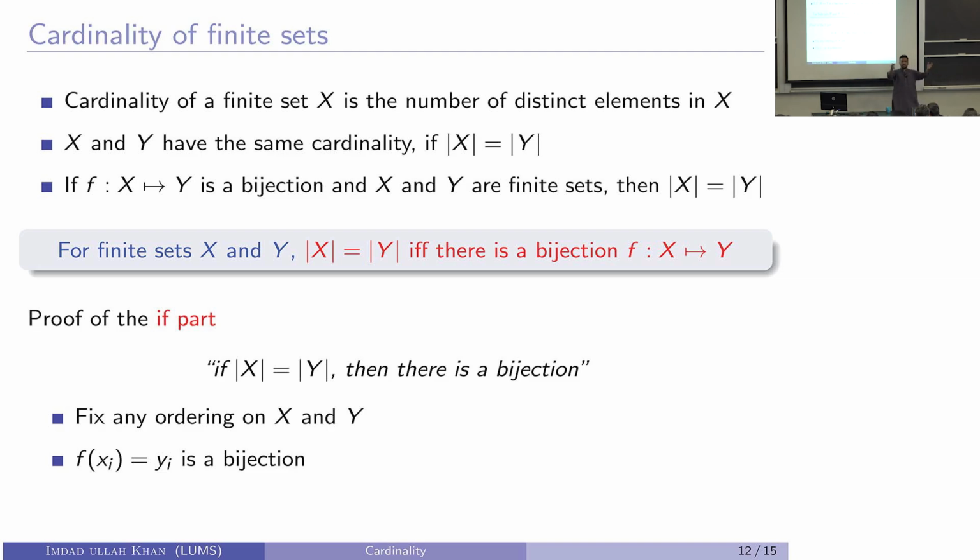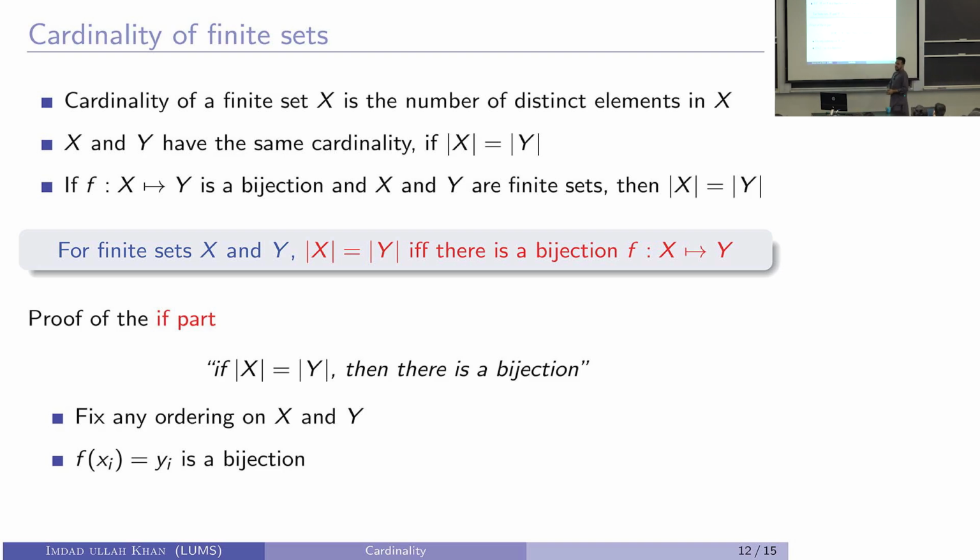I have two sets, x and y, with two properties. First, both of them are finite. Second, their cardinalities are equal. I am claiming there exists a bijection between them, and I am going to prove it to you by a constructive proof, a direct proof.